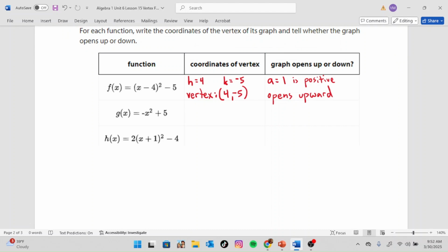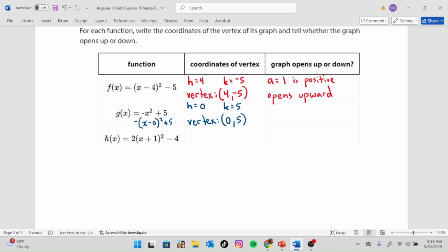Now we can look at function g. If I want h, I'm going to need to imagine that this says negative x minus 0 squared plus 5. So my h is 0. My k is 5. So my vertex is at the point 0, 5.